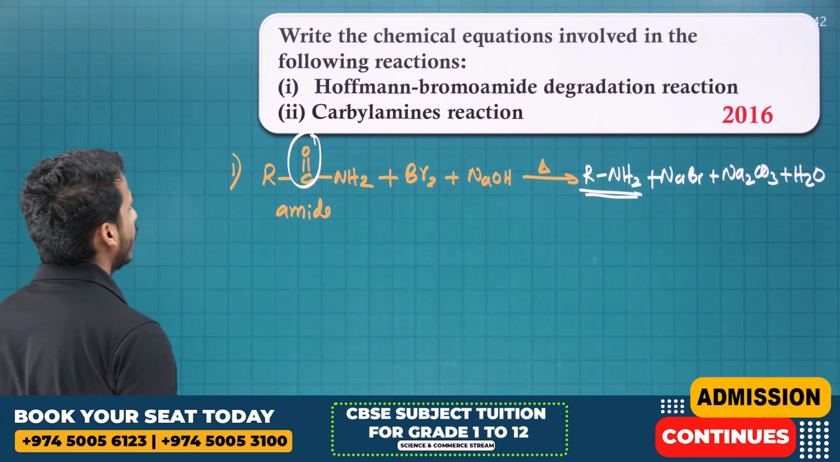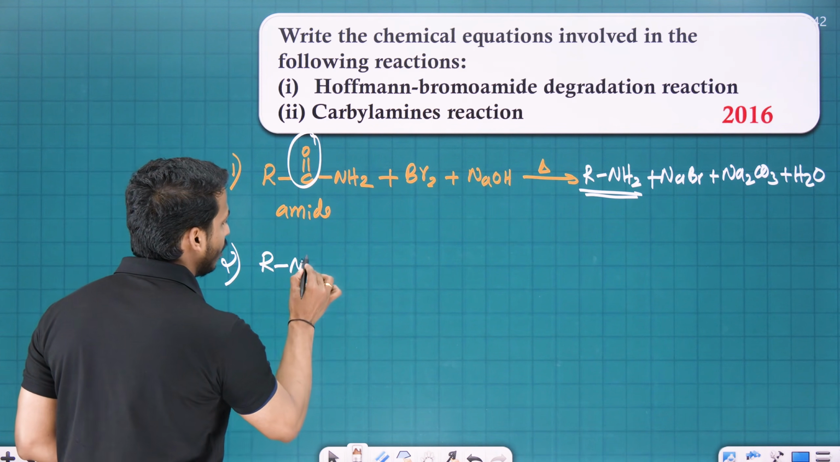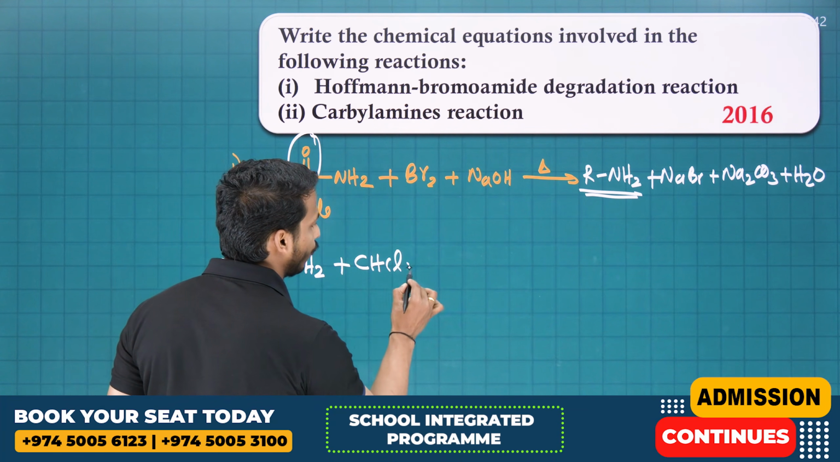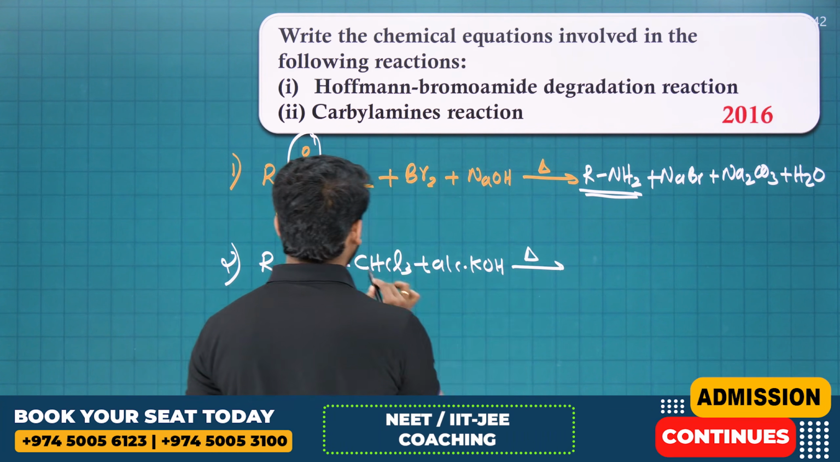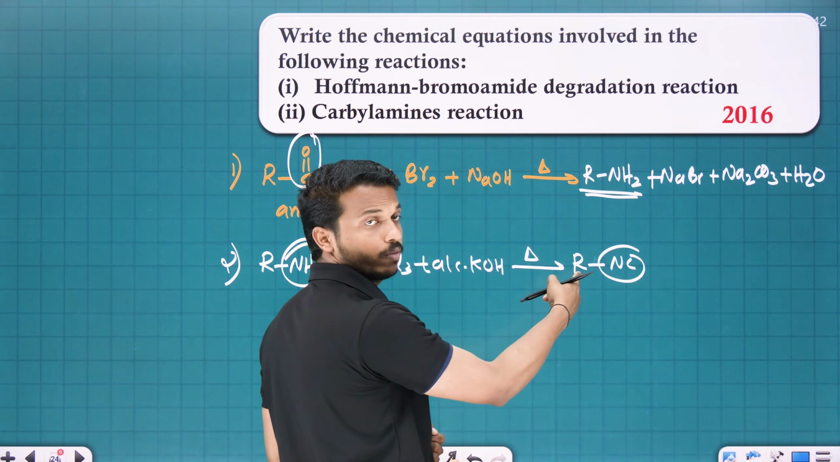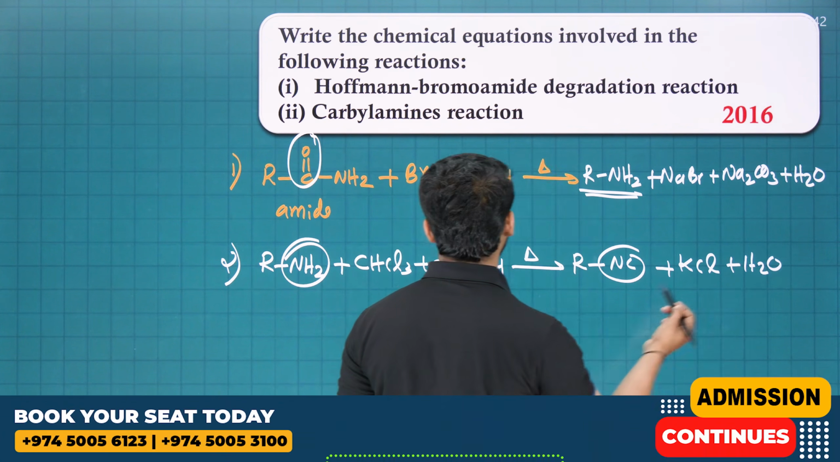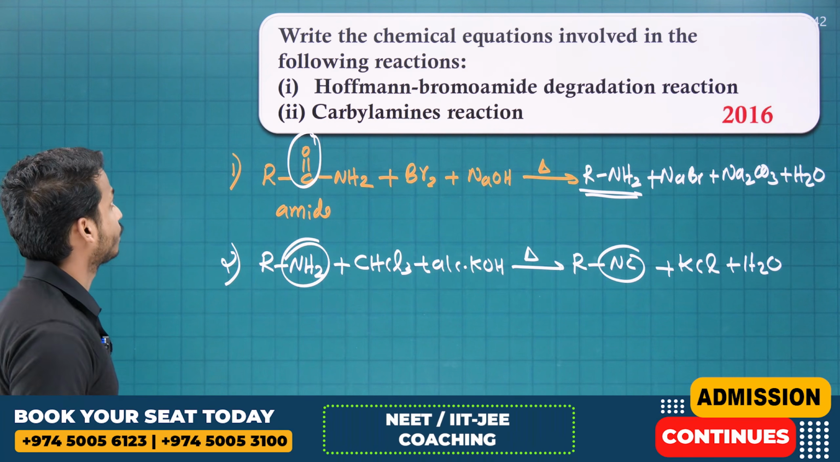Second one, carbylamine reaction, which I think we already discussed. When an aliphatic or aromatic primary amine reacts with chloroform and alcoholic KOH on heating, the NH2 becomes NC, isocyanide. This is the one with the foul smell. Byproducts are KCl and H2O if the base is KOH. So directly write the name of the reaction.